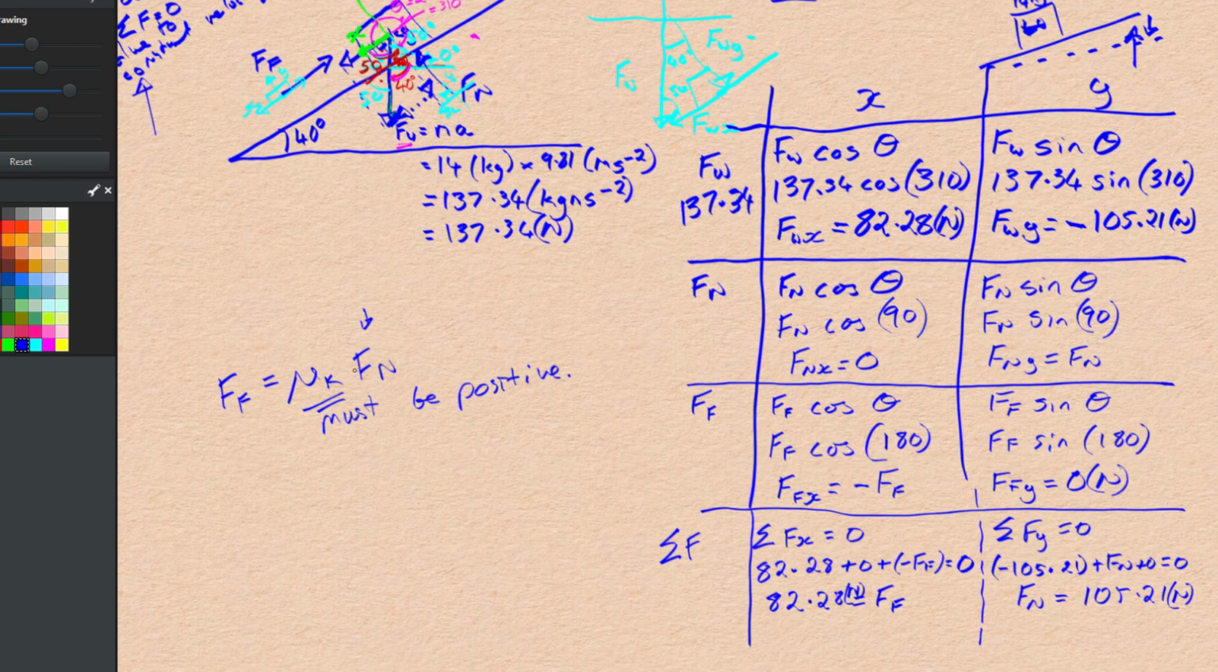Working through, we divide both sides by Fn, same as the last problem, divided by Fn equals mu k, our friction force, which is 105.21 over 82.28. Let's try that the other way around.